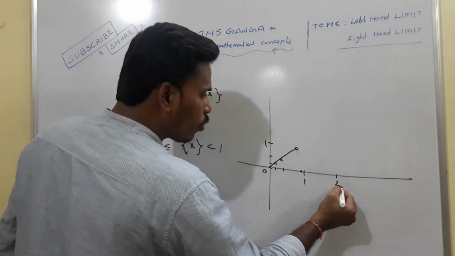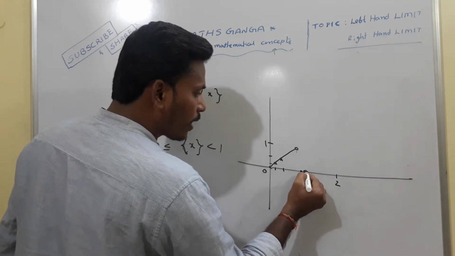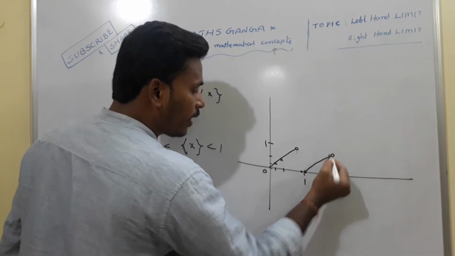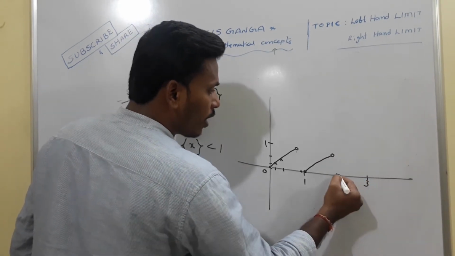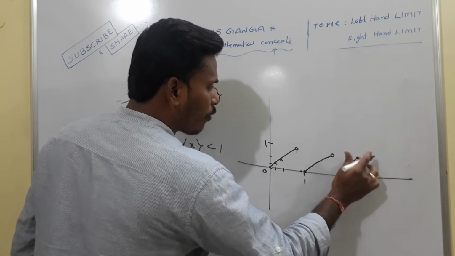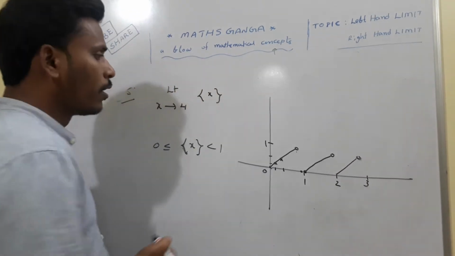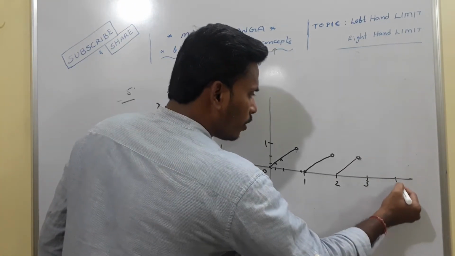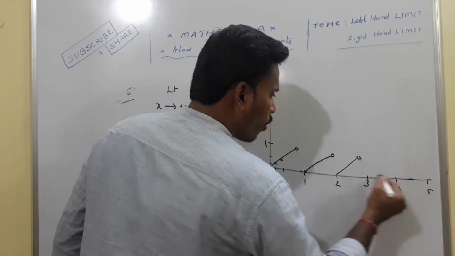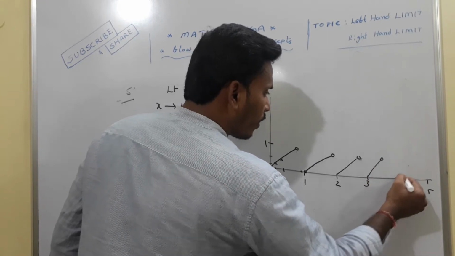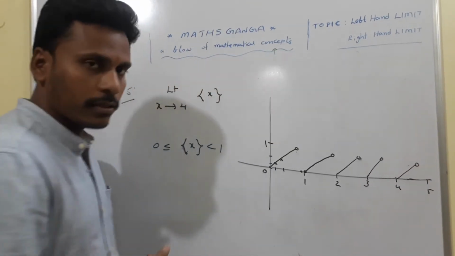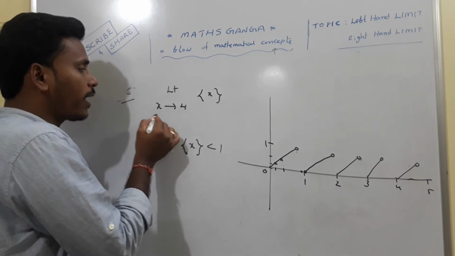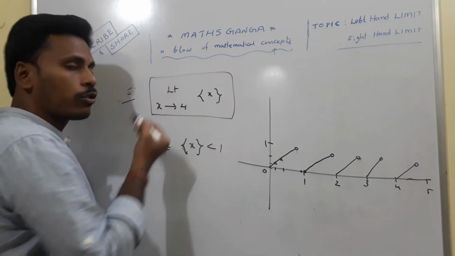And from 1 to 2 also, at 1 the fractional part is 0 and the graph will be like this. In between 2 and 3 also, the graph of the fractional part is like this. In between 3 and 4, in between 4 and 5, everywhere the graph is the same. So now I am going to check the limit value at x equals 4.